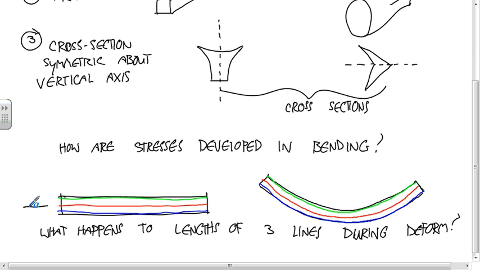And if we think, just like we've been doing for the internal loads problems, the x-axis goes along the long axis of the beam. You can probably imagine that the green line has to get shorter, the blue line has to get longer, and somewhere in between them, and we don't know exactly where yet, it stays the same length, okay?